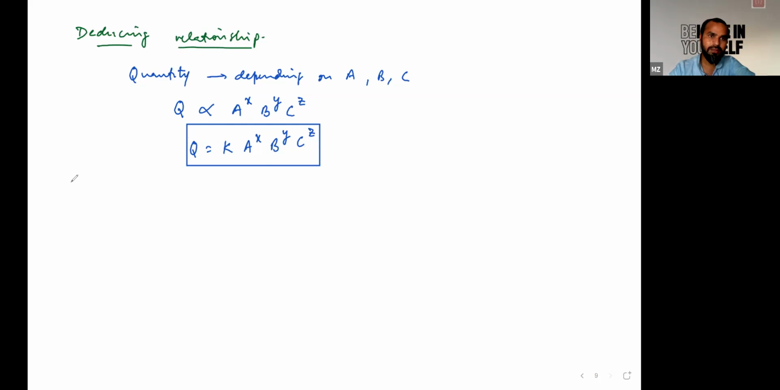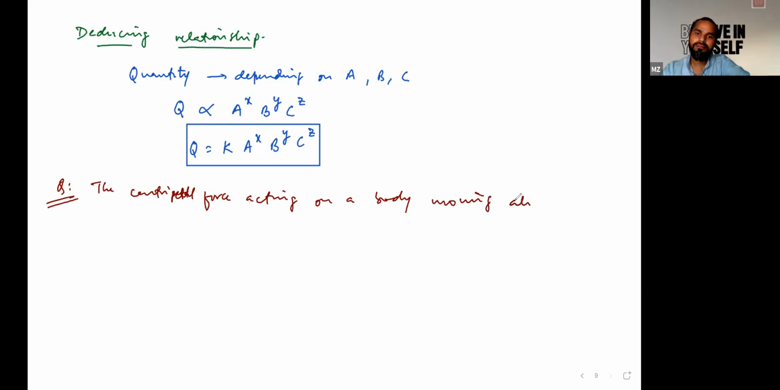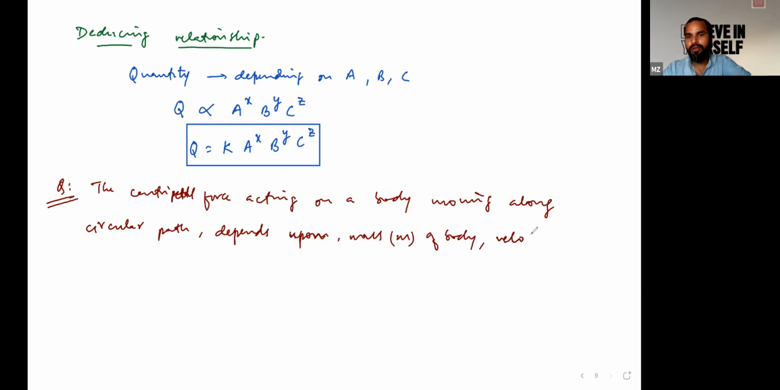Similarly, for this particular relationship, I'm giving you one problem. The centripetal force acting on a body moving along a circular path depends upon the mass of the body, velocity, and radius of the path. Put K equal to 1 and try to derive this relationship.